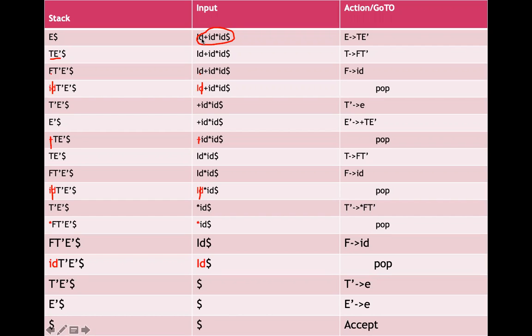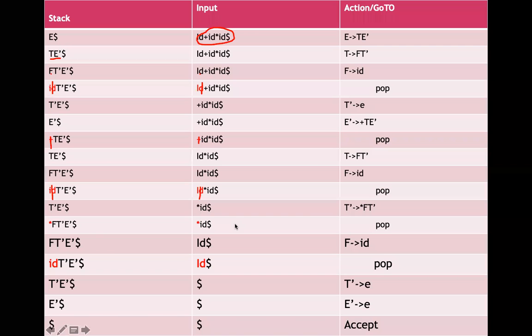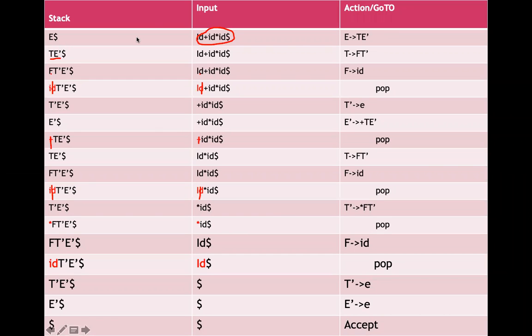So for ID, what action do we need to take, or go to in the table? See in the table, E under ID, what is the production rule? E tends to T E dash. So that we need to fill. Here replace this E with this production rule. That is the action we need to take.